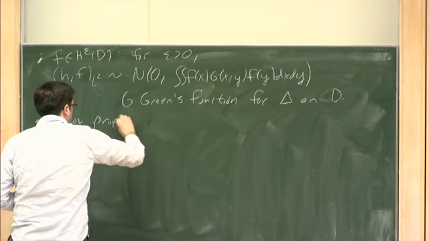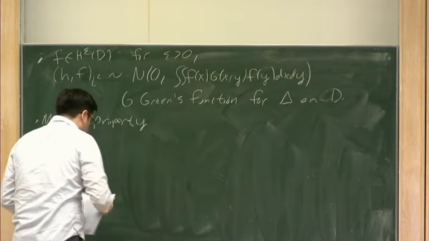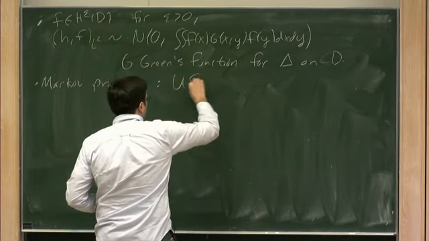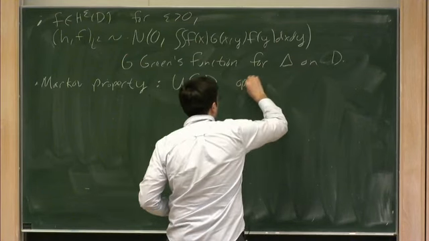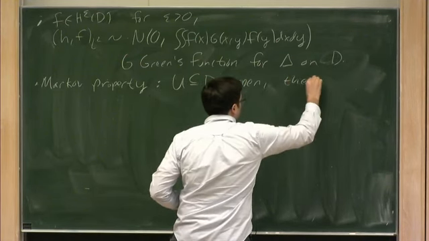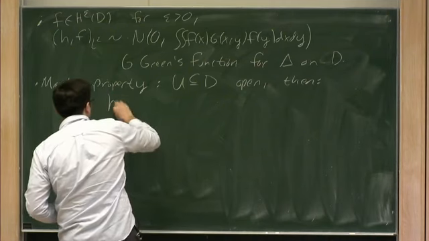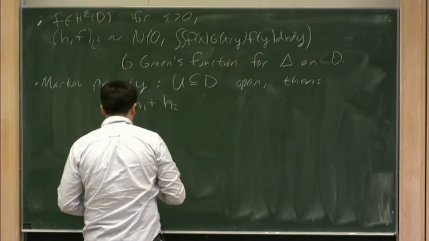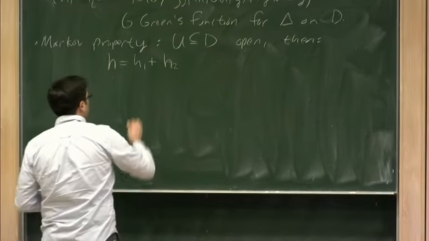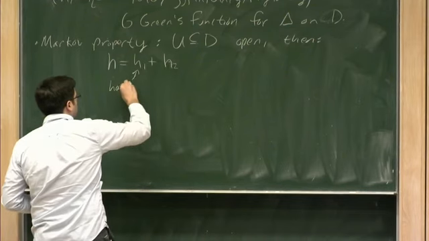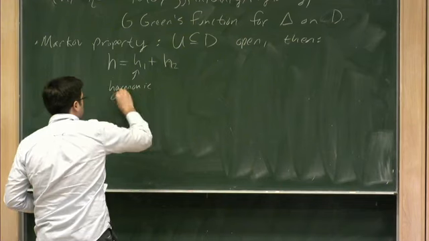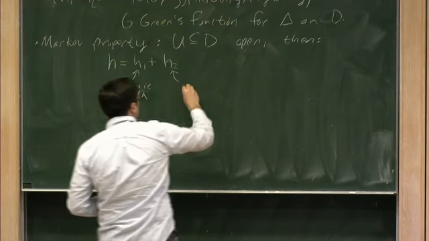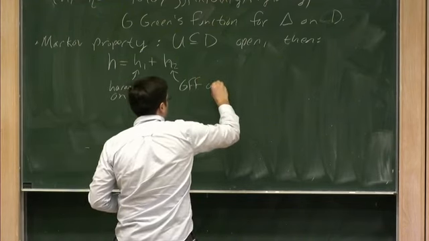And then we also established the Markov property for the Gaussian free field. Remember, what this said is that if you have U in D open, then you can write h as a sum, h1 plus h2, where h1 is harmonic on U, and h2 is a Gaussian free field on U.